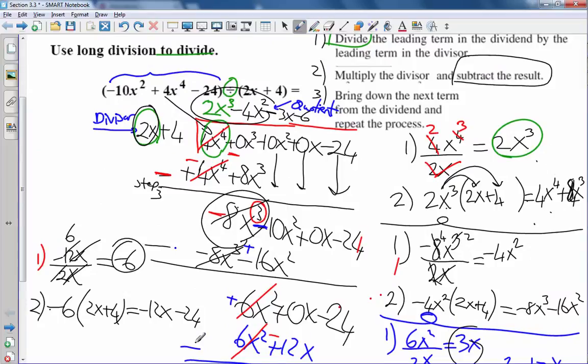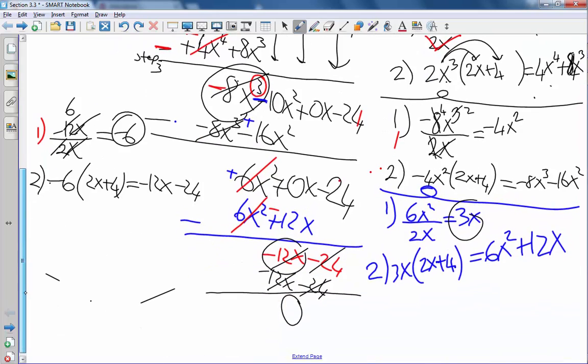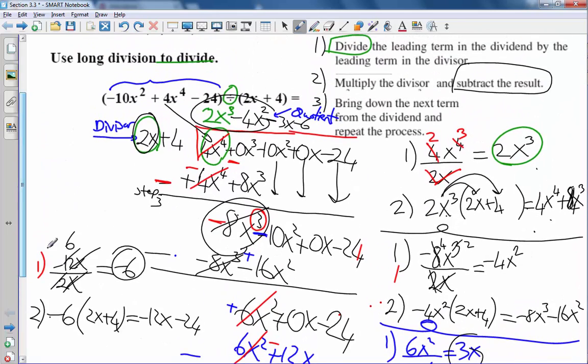This is the result. Plus 3x. Plus 3x? Yes, it's plus, thank you. Plus 3x. 2x cubed minus 4x squared. Look, they are all obtained in step 1. 2x cubed minus 4x squared, 3x and minus 6.